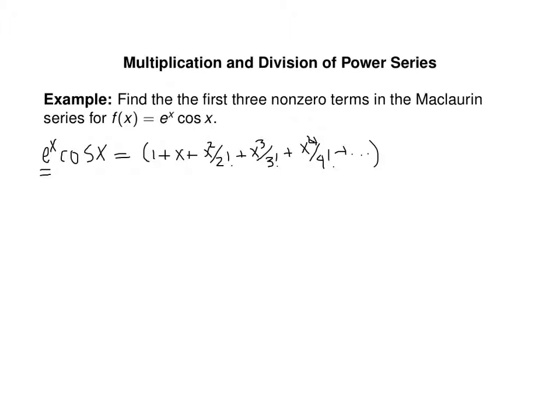And then with cosine, we'll have 1 minus x squared over 2 factorial plus x to the 4th over 4 factorial, and then minus x to the 6th over 6 factorial, etc.